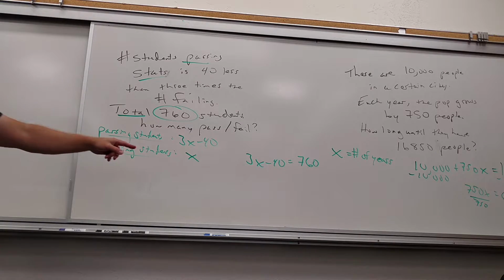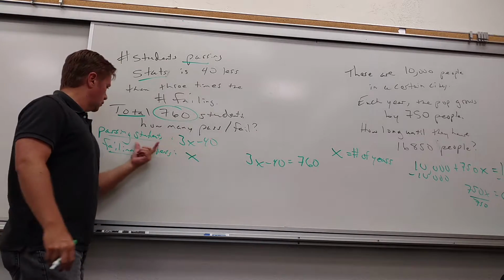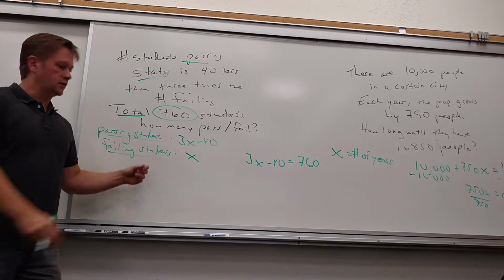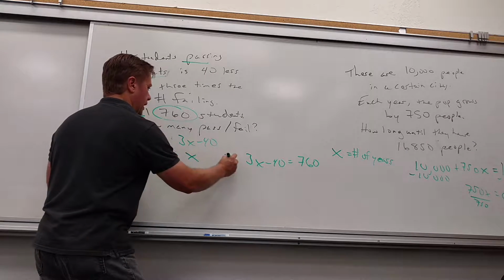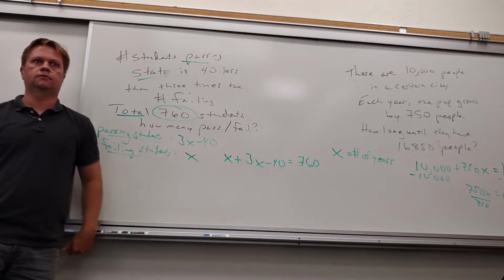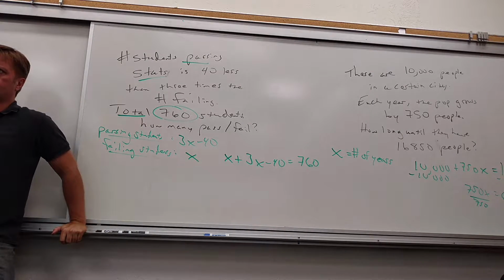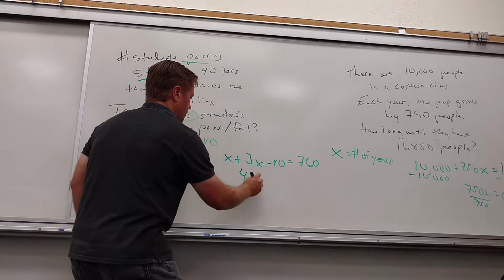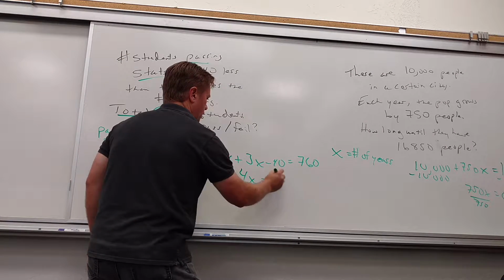That equation is wrong. This is only the passing students. I didn't say there were 760 passing students. I said there's 760 total, so I've got to add these to these. Now that's right. And now you solve that like always. 4x, you add 40, 800.